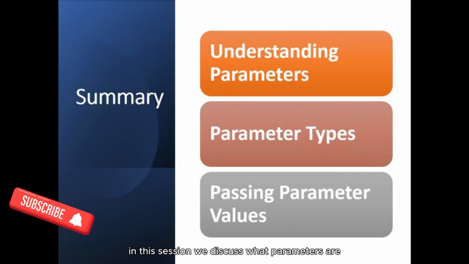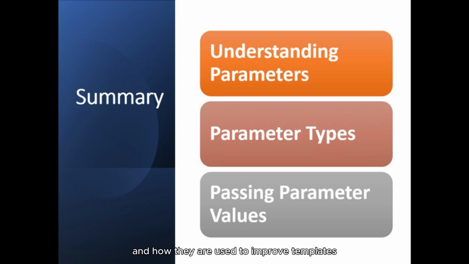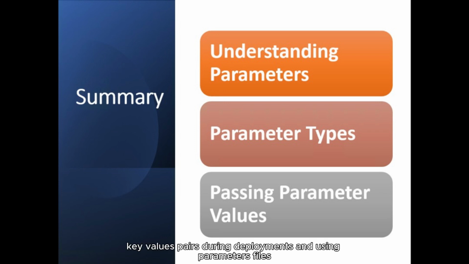In this session, we discussed what parameters are and how they are used to make templates more reusable and dynamic. We discussed the data types, including string, integer, boolean, array, and object, with practical examples. We also looked at how to pass parameter values using default values, key value pairs during deployment, and using a parameter file.